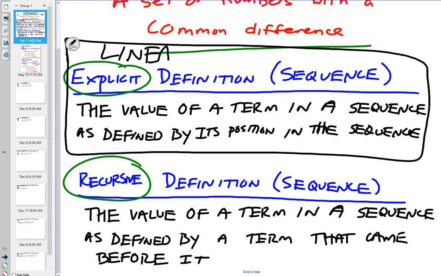So the explicit definition of an arithmetic sequence is said to also be linear. What was the most common form of a linear equation that we studied? What was the most common form? Nah, ew. Standard form is yucky. Slope-intercept form. Okay, slope-intercept. So I will show you some of the concepts from slope-intercept and how they apply here. I'll show you the parallels.